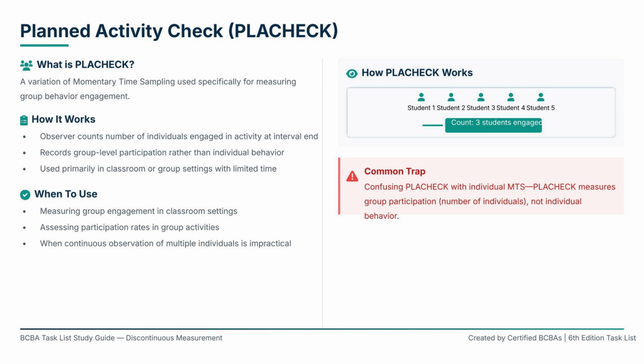PLACHECK is a variation of MTS used specifically for group behavior. Instead of recording individual behavior, the observer counts how many individuals are engaged at the interval end. It's commonly used in classrooms to estimate participation or engagement. A common trap is confusing PLACHECK with individual MTS. PLACHECK measures group participation, not individual responses.